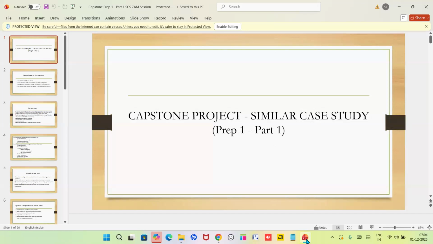It is a similar case study to the capstone project. It is not the exact case study that you're going to do. The questions are the same in every capstone project, but only the case study is different. What I'm explaining now, you will get another case study.